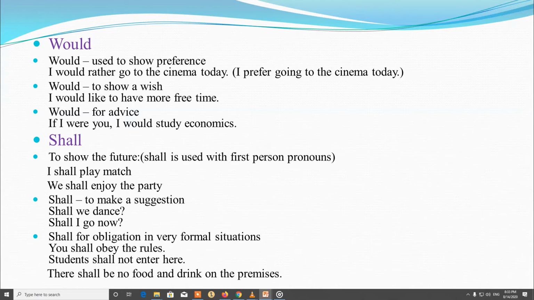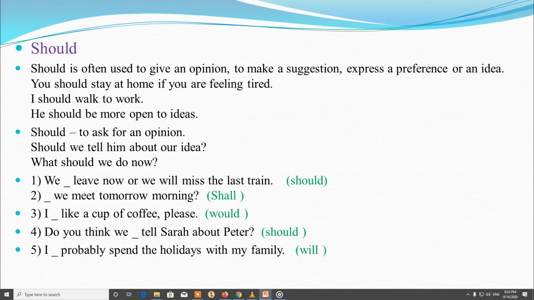Students shall not enter here. There shall be no food and drink on the premises. Is that clear? Now come to the last one, that is should.